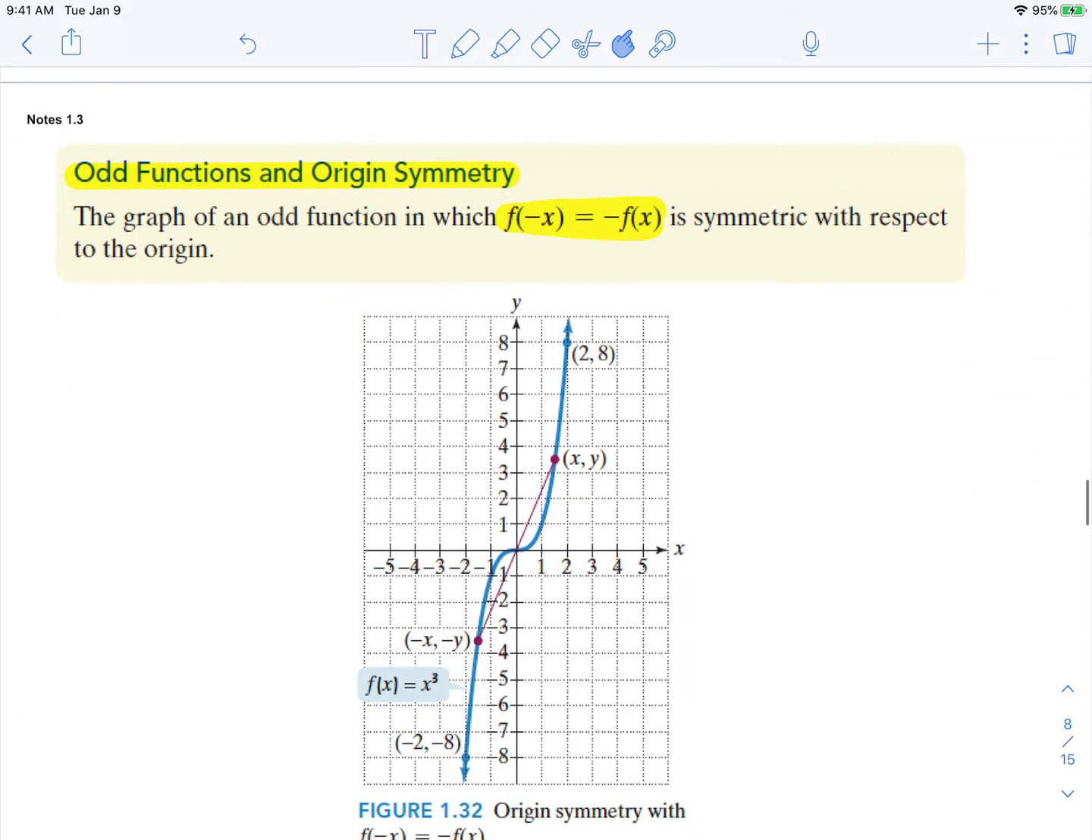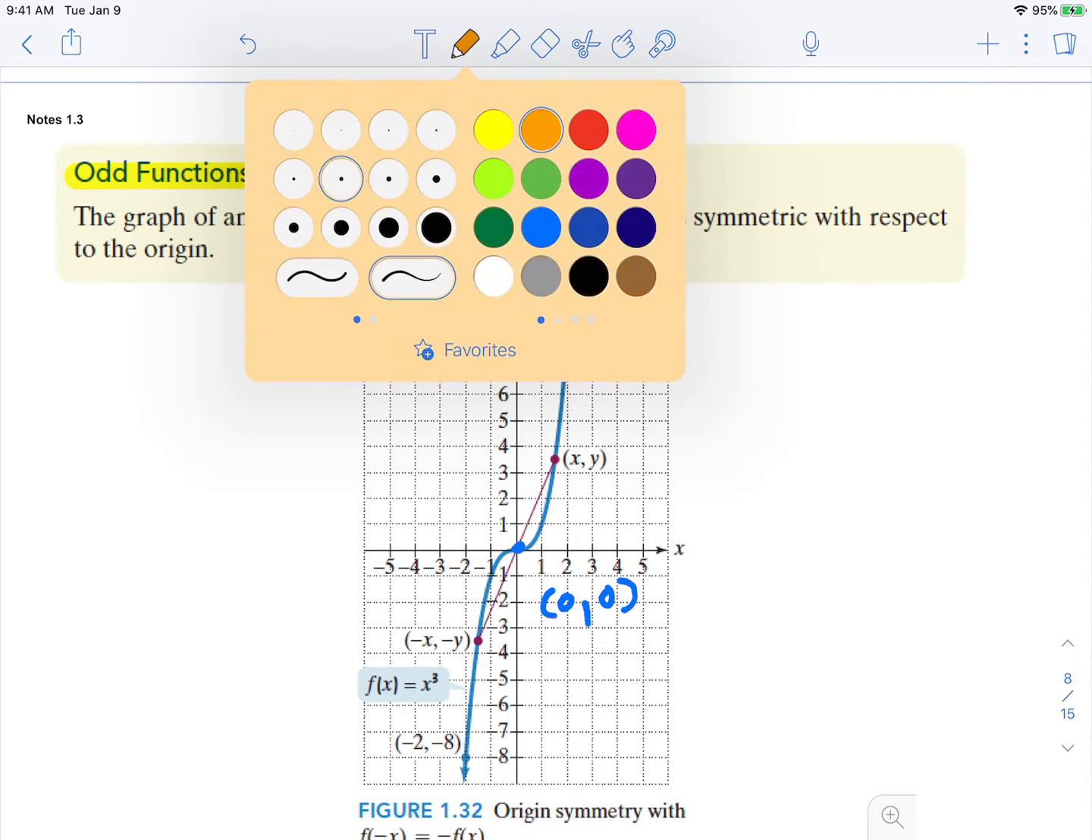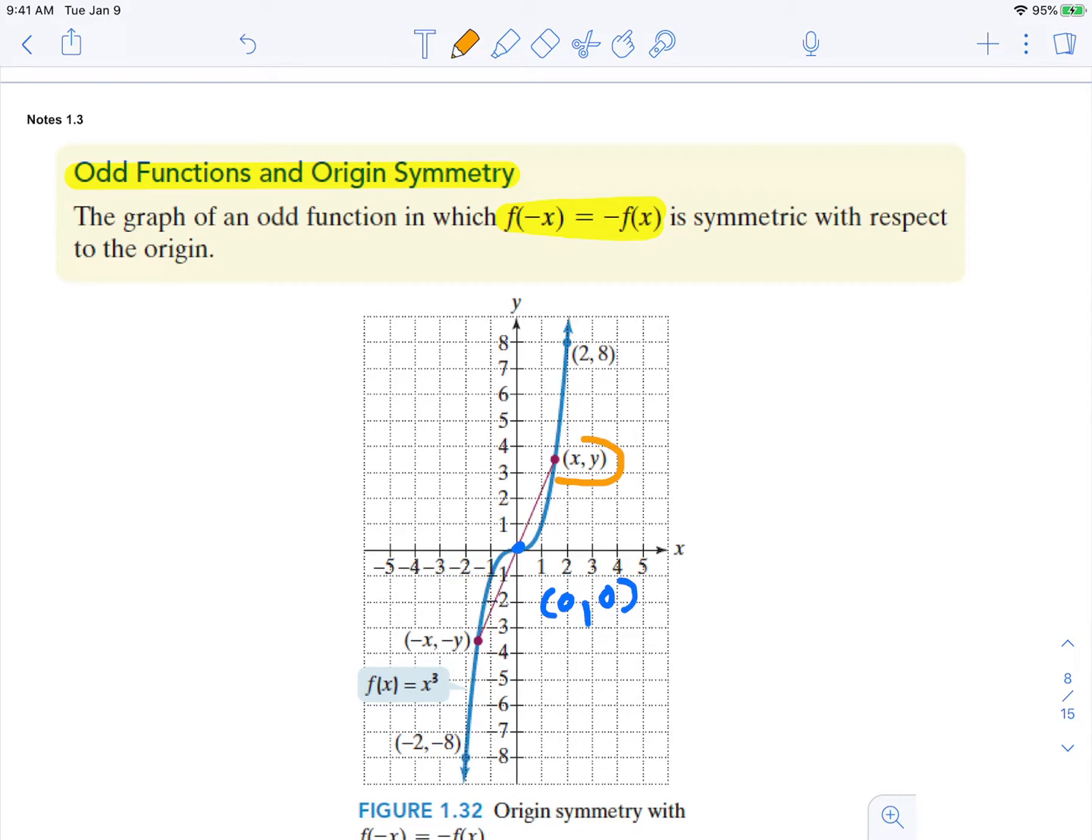Odd symmetry is when you evaluate the function at negative x and get the negative of the original, and it's about the origin. So this is your origin, (0, 0). What happens is your x and your y in the ordered pairs negate. So if we look at this ordered pair, (-2, -8), with symmetry about the origin, the signs both change to (2, 8).